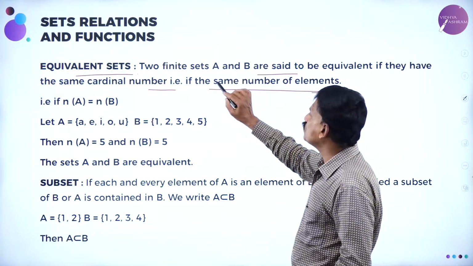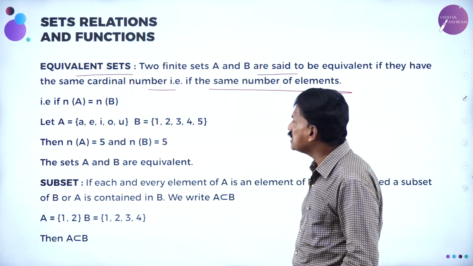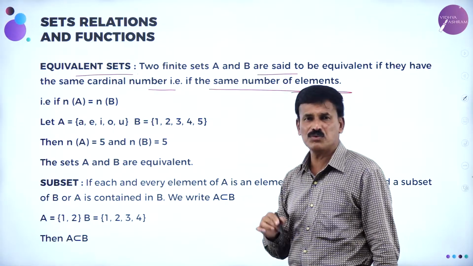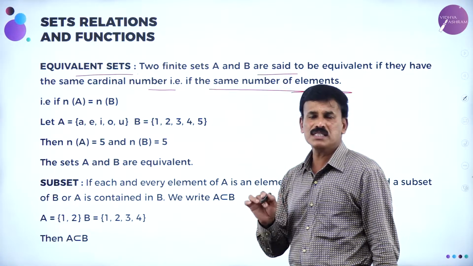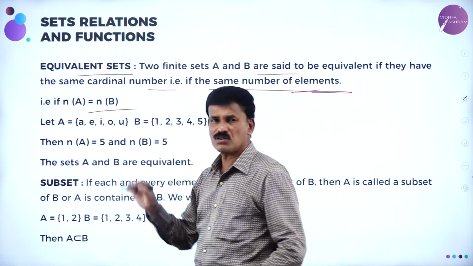So, two finite sets A and B are said to be equivalent if they have the same cardinal number, that is, the same number of elements. If the number of elements in both the sets is equal, then the two sets are said to be equivalent sets. That is, if n(A) is equal to n(B).